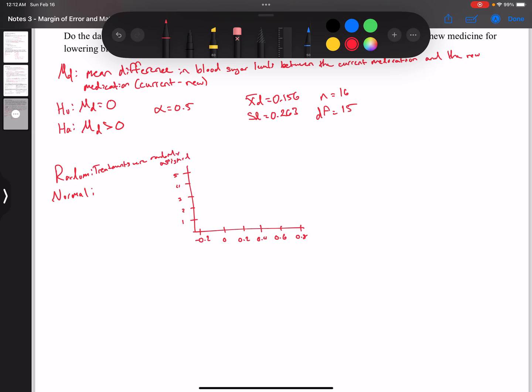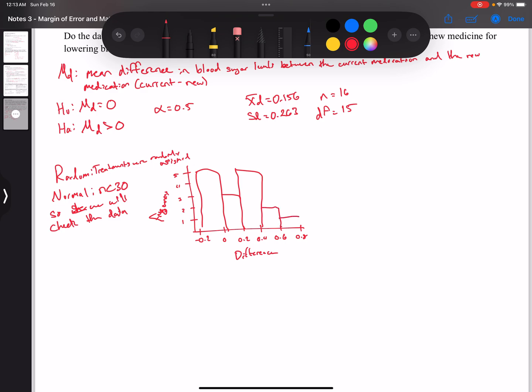And then our normal check: N is less than 30, so we will check the data. We put a little graph here. We have our mean difference here and our frequency over here. Between negative 0.2 and 0, we have 5. We have 3 to 0.2, 5 to 0.4, 2 to 0.6, and 1 to 0.8.